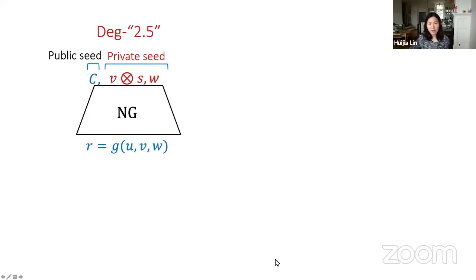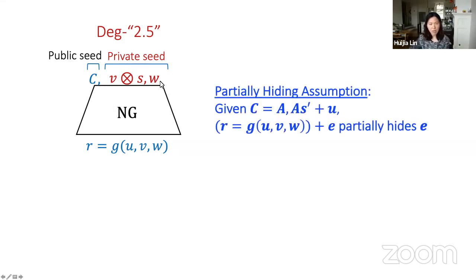So to summarize so far, what we get is this degree 2.5 noise generator, where the degree on the private seed is 2. And the 0.5 part signals the computation on the public part. So the security we want, as we said, is that given the LWE samples, we would like the output of the polynomial, which is R plus E, to partially hide E.